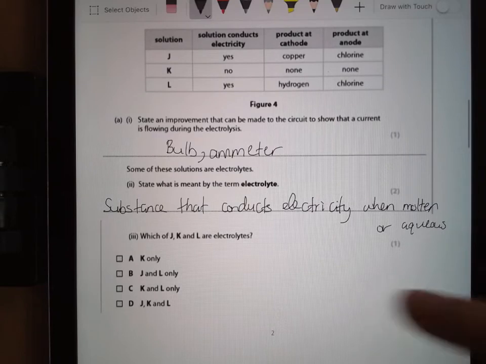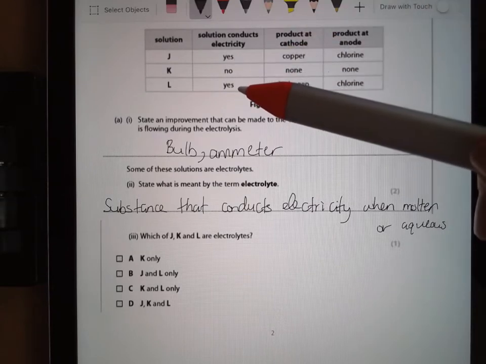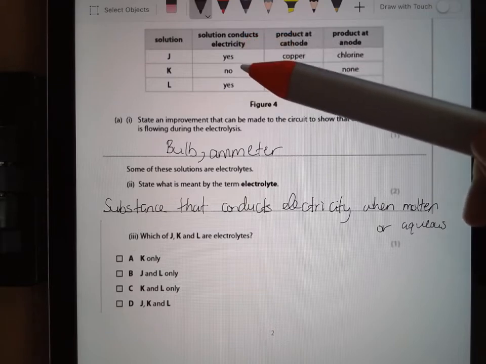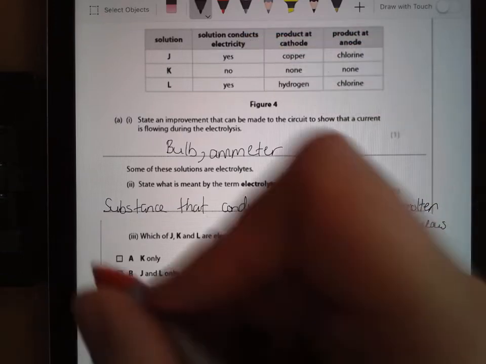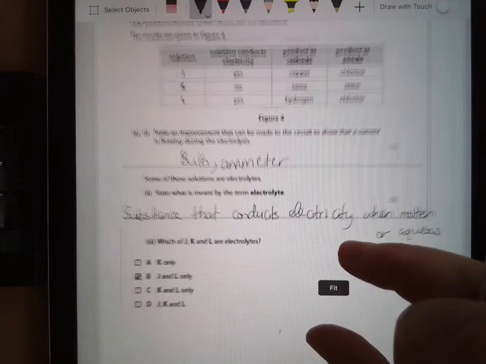Which of J, K, and L are electrolytes? If we look at J, K, and L, we see that J and L conduct electricity when they're in solution. That makes them electrolytes. K does not conduct electricity when it's in solution, so K is not an electrolyte. So I'm ticking J and L only.